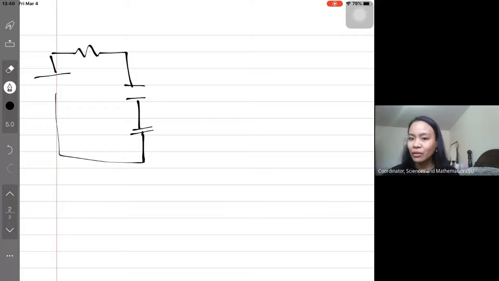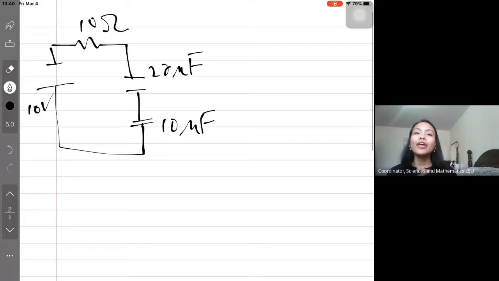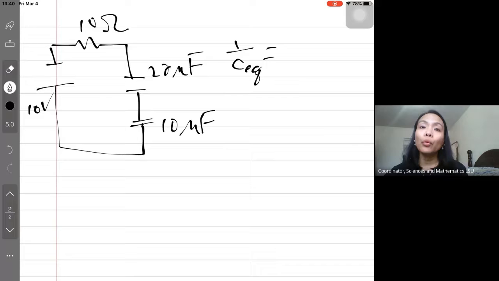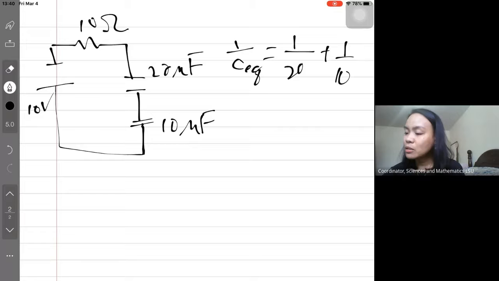Okay, this is 10 volts and this is 10 ohms, and we get 20 microfarad as well as 10 microfarad. And now, first and foremost, you have to condense your circuit. Okay, so we have to get the equivalent capacitance. So again, for series connection for capacitors, 1 over the equivalent capacitance, 1 over 20 microfarad. I will do away with the units again, guys. So our equivalent capacitance is 6.67 microfarad.